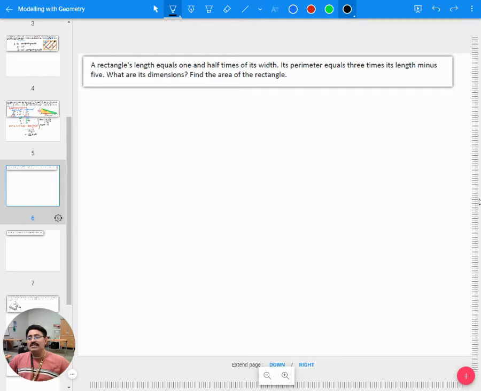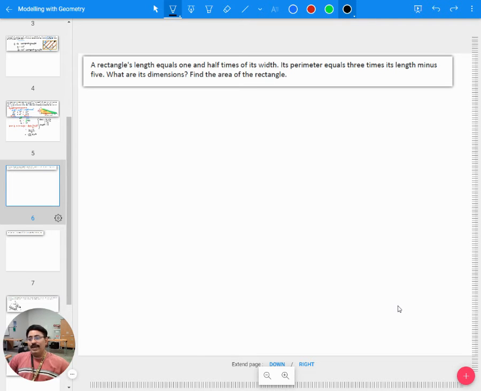A rectangle's length equals 1.5 times its width. Its perimeter equals 3 times its length minus 5. What are its dimensions? And also find the area of the rectangle. By the way, if you take any important test, these kinds of questions will surely be there.